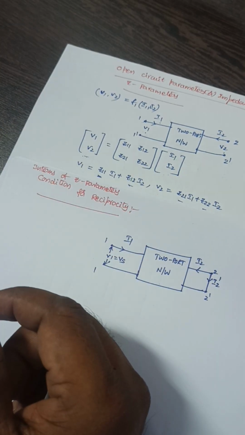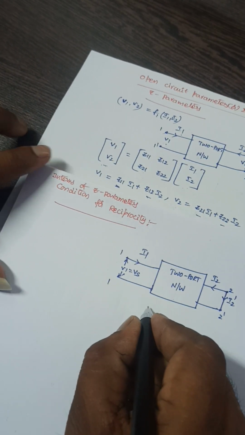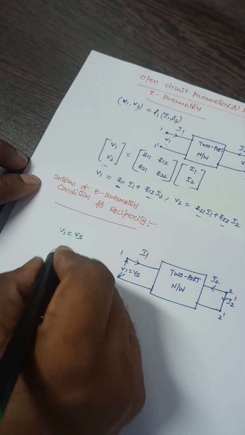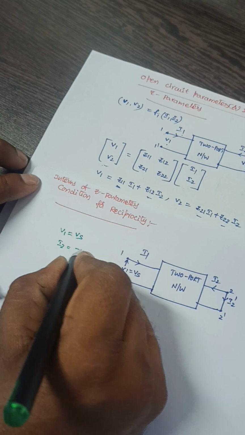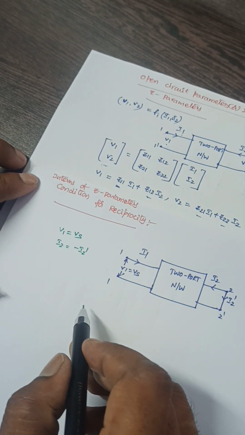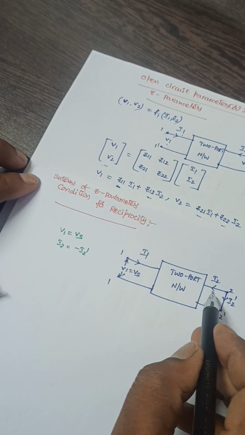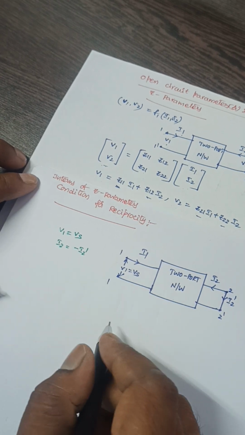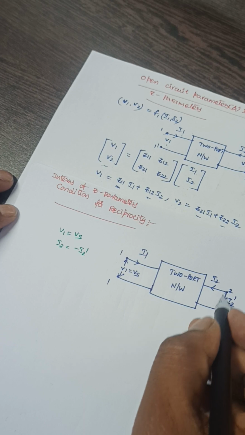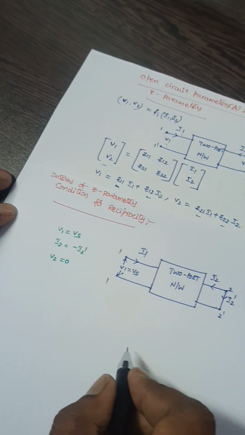Now here the conditions are V1 is equal to Vs and I2 is equal to minus I2 dash, because these two are in reversal. If this current is flowing like this, the other current is flowing in the opposite direction. So I2 is equal to minus I2 dash, and this is short circuited, meaning the voltage at port 2 is 0, V2 is equal to 0.